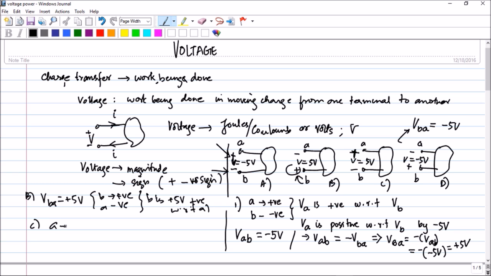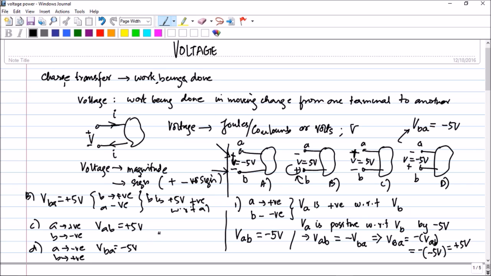In this case, it is given that A is positive, and B is negative. So I put VAB, and that value is given to be plus 5 volt. So that means A is 5 volts more as compared to potential at B. And let us take the final case D here. So A is connected to negative and B is connected to positive.